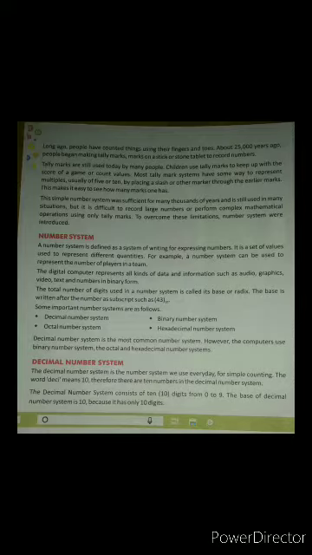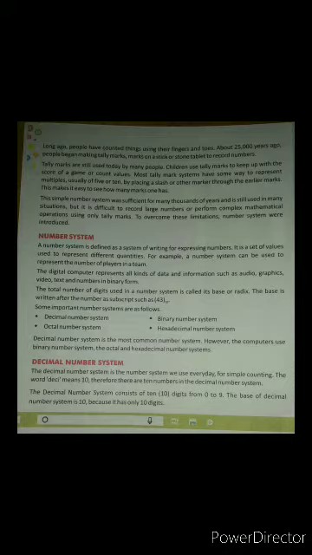The decimal number system is the number system we use every day for simple counting. As we know, 0 1 2 3 4 5, we generally use it. The word deci means 10. Therefore, there are 10 numbers in the decimal number system. So we know 0, 1, 2, 3 up to 9. The decimal number system consists of 10 digits from 0 to 9. The base of the decimal number system is 10 because it has only 10 digits.